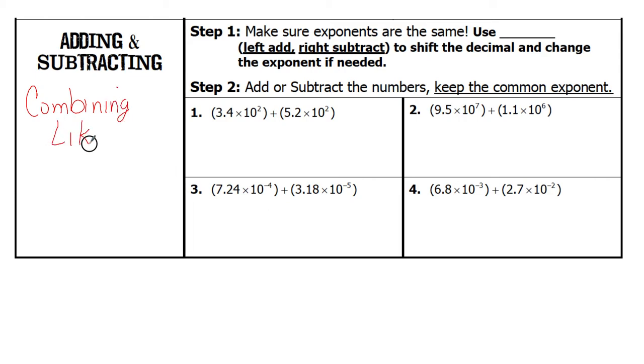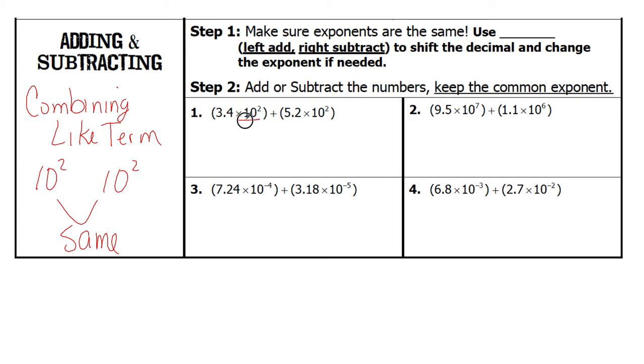Okay? So because it's combining like terms, what has to be the exact same? The exponents, the 10 to the second power, 10 to the first power, have to be exactly the same. So the idea of when you come into scientific notation, this part has to be exactly the same, or you cannot add them. Or you can make them that way, and we'll talk about that next. Okay? So let's take a look at number 1.